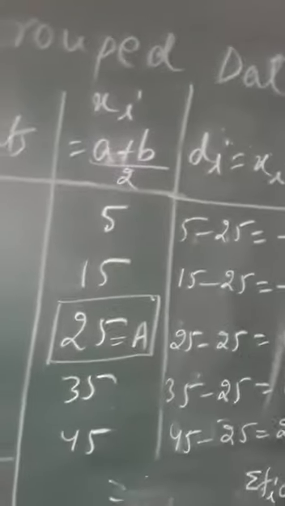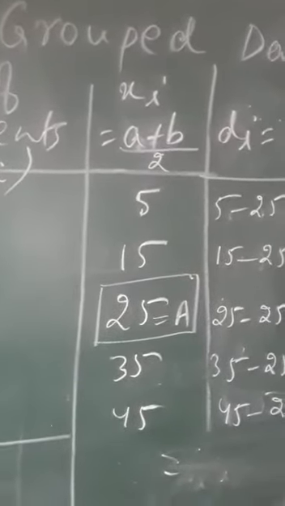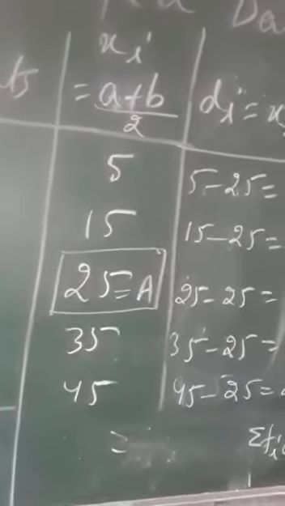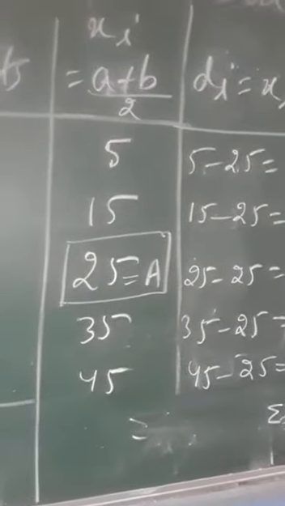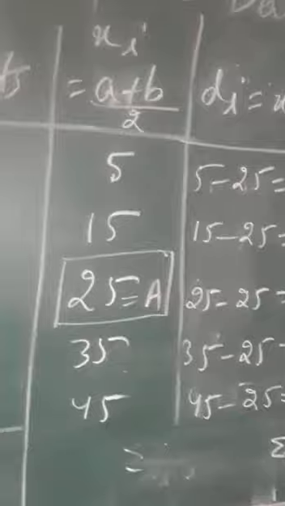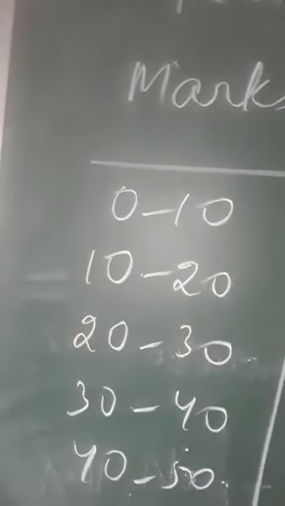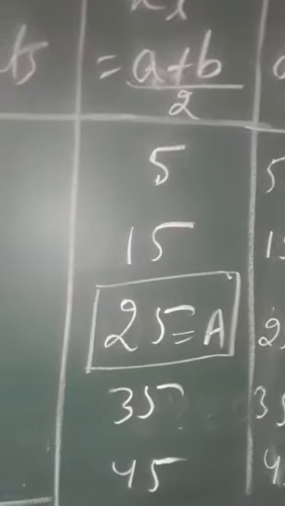Now first of all we have to find the class mark of each class. As I explained in my earlier classes, while finding the mean using the direct method, we find the class mark by adding the upper limit and lower limit of the class interval and dividing by 2. Here 0 to 10 is the first group, so 0 plus 10 is equal to 10, and dividing by 2 we get 5.